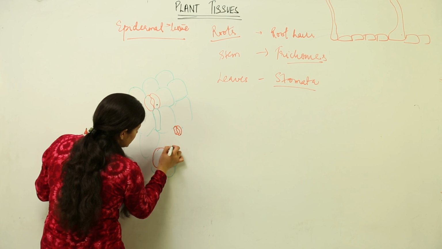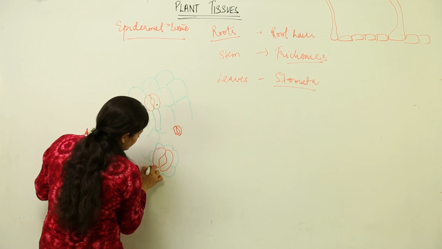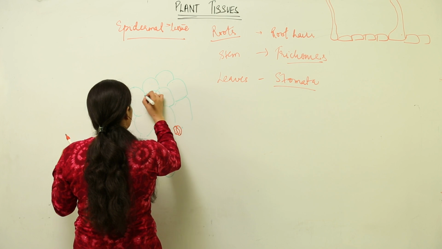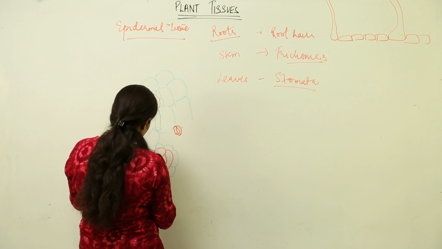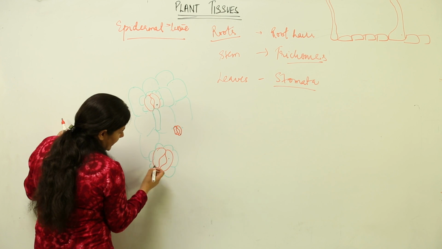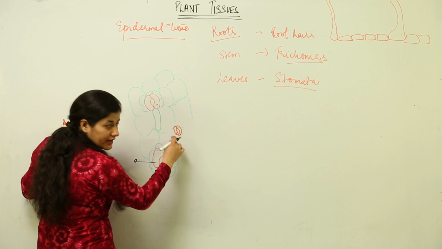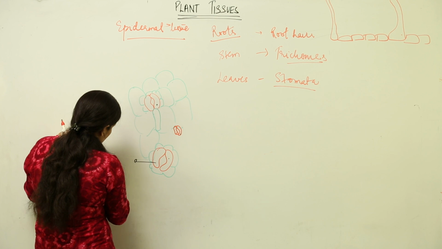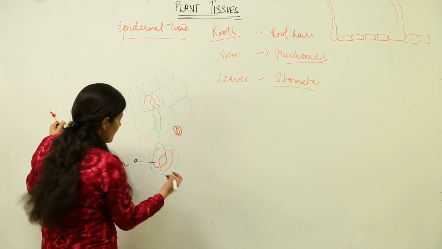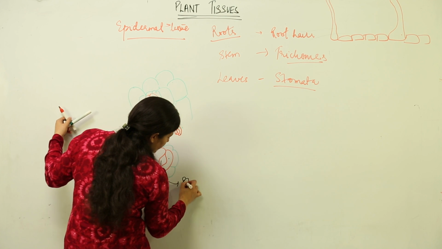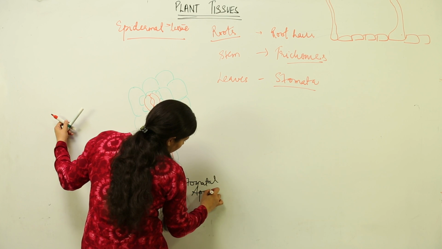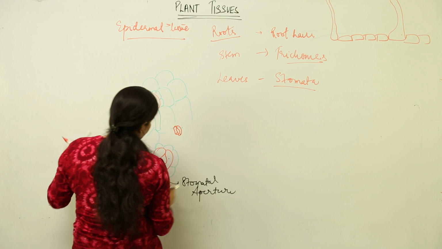Okay, and they are surrounded by a particular type of cell known as subsidiary cells. So these are the openings. Now what you see over here is that this kidney shaped cell, this entire arrangement, is known as stomata. Okay, singular is known as stoma. This is the stomatal aperture, opening.